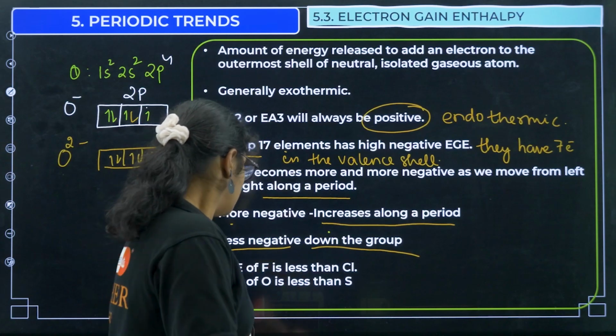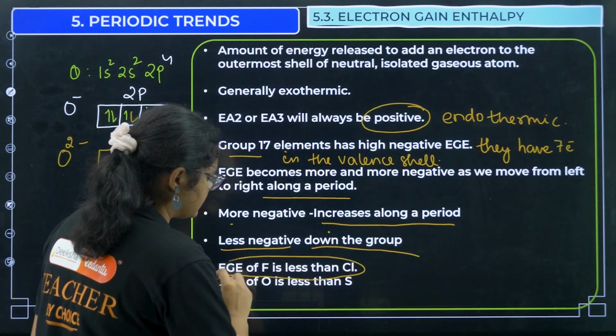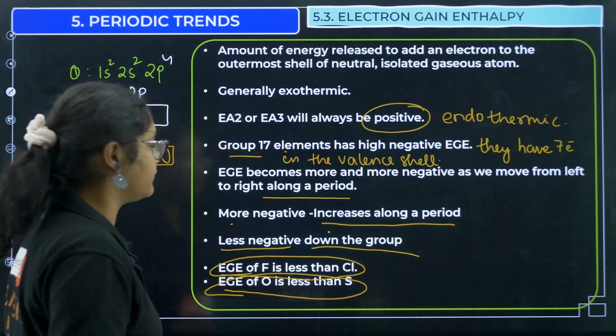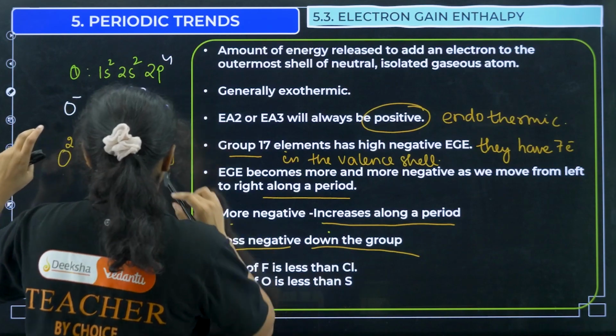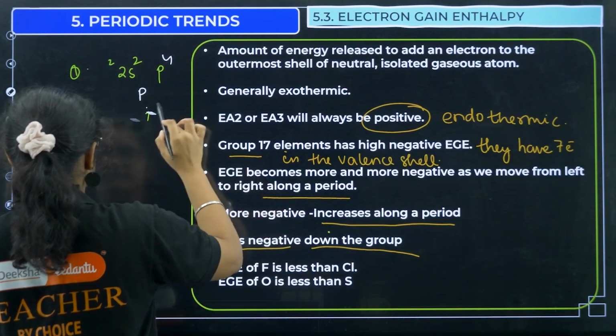Now here there are again 2 exceptions. Electron gain enthalpy of fluorine is less than chlorine and oxygen is less than sulfur. These are very important exceptions. Let us try to understand that.